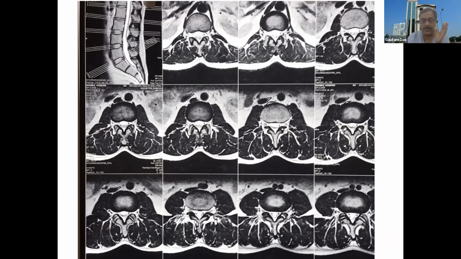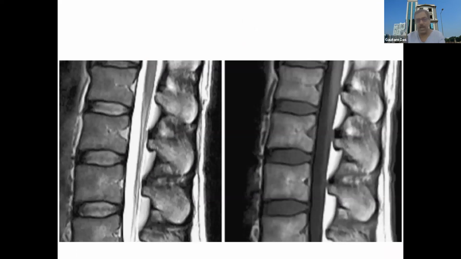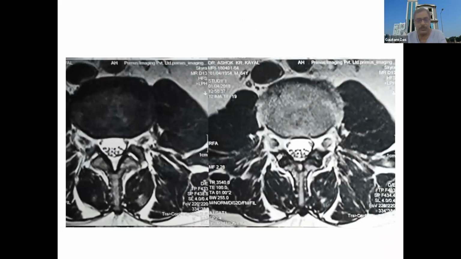Okay, clear? So first, what is very important, I always tell, to start understanding the MRI, first store the normal MRI picture in your hard disk. Then you compare with the abnormal things. I'll be just skipping these slides. Now, you can see here the exiting nerve root is so big, very nicely seen.